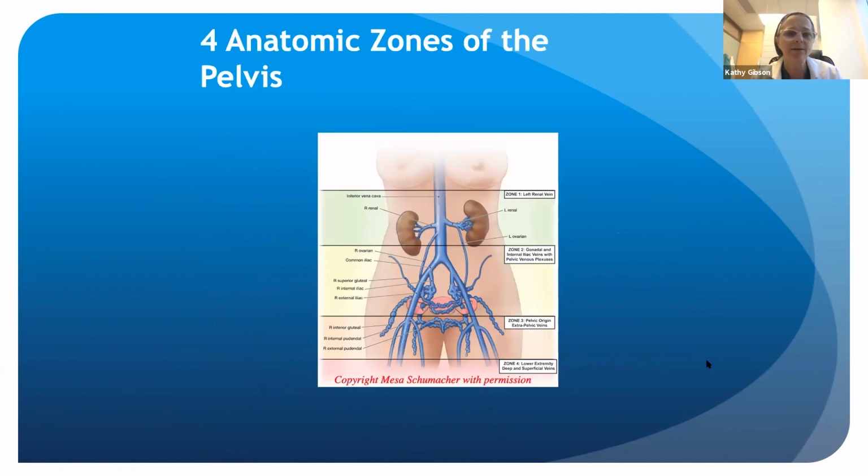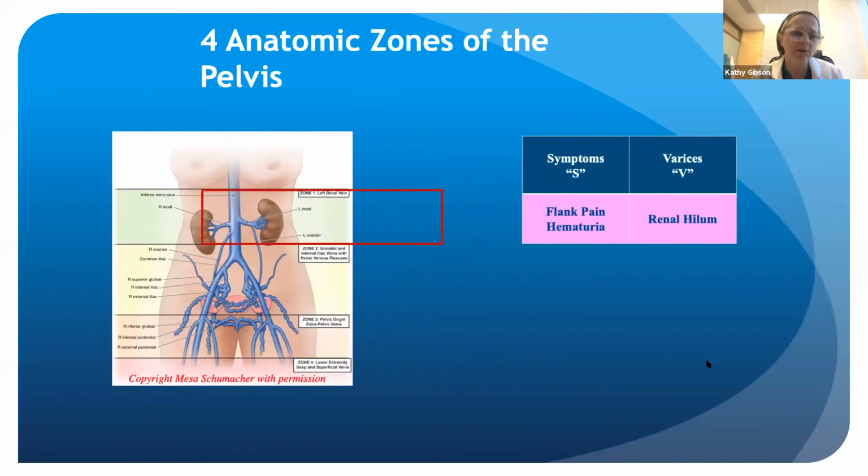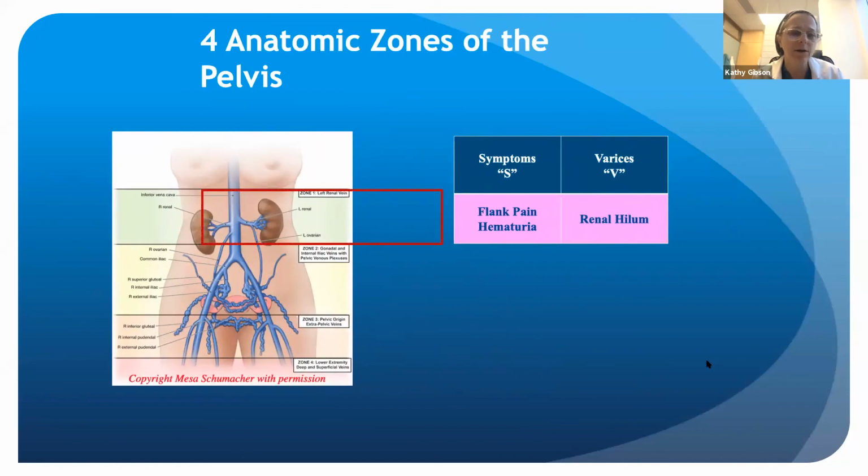So looking at the S for symptoms and V for varices, we have identified 4 anatomic zones of the pelvis. Zone 1 would be where you would have symptoms or varices in the renal pelvis. So the patient's symptoms would be flank pain or hematuria, and the varices would be seen in the renal hilum.